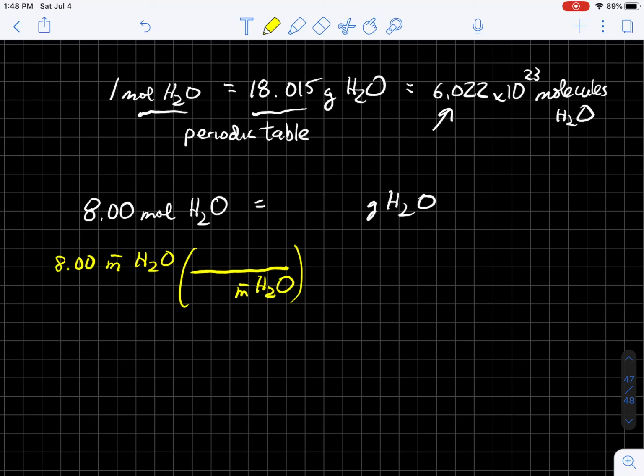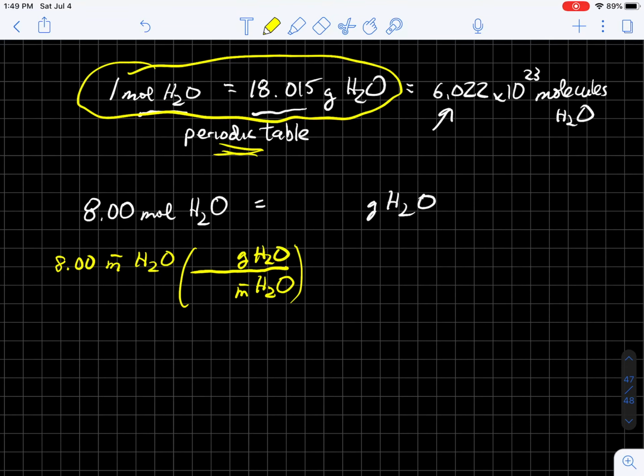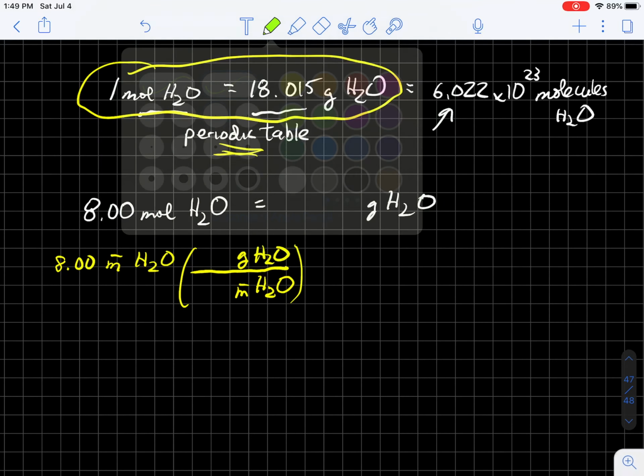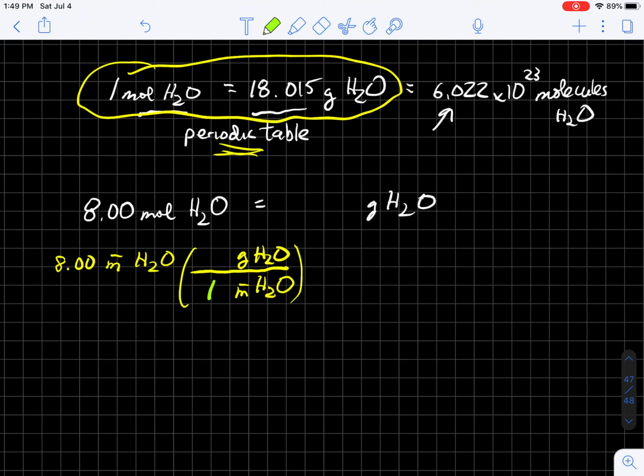Now, is there a relationship between moles and grams that we could put in the numerator? And the answer is yeah, right up here in the introduction. The periodic table allows us to make that conversion. So I'm going to put grams of water in the numerator. Now I'm going to put in the numbers. For every 1 mole, I have 18.015 grams of water. And now I can just use the calculator to complete the problem, because moles of water cancels.